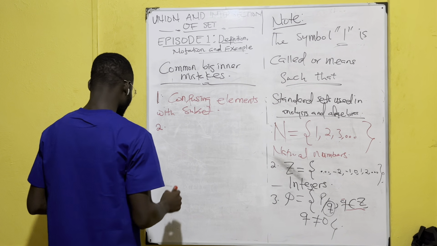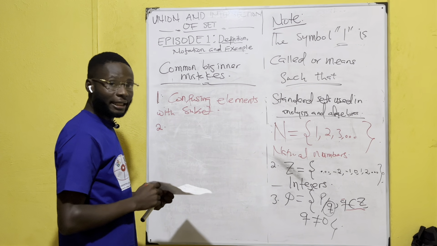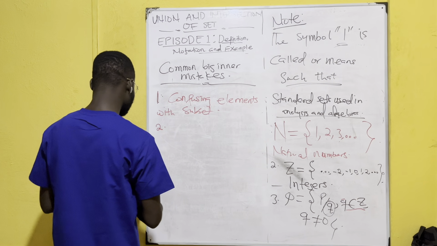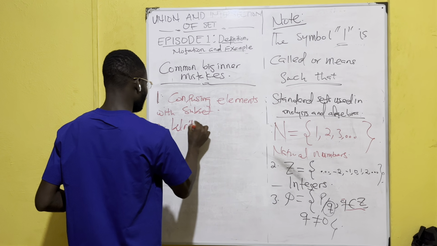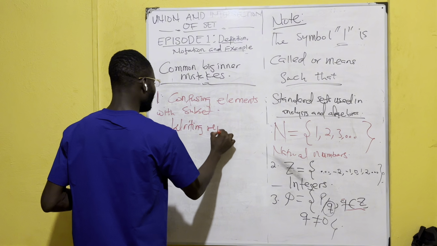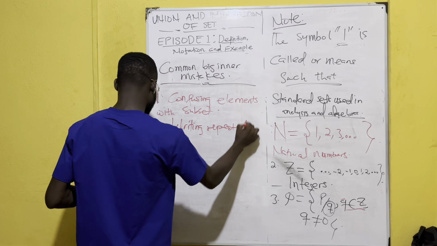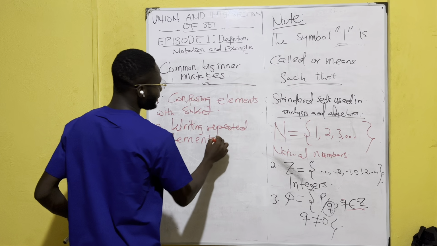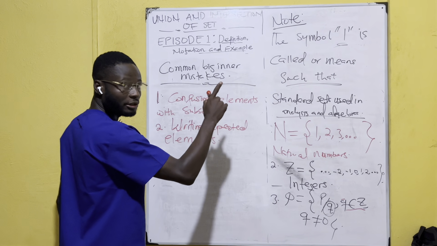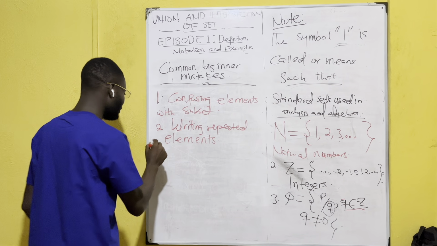The second mistake that a beginner can commit is writing repeated elements. Writing repeated elements. I stressed on that, so don't commit that mistake.